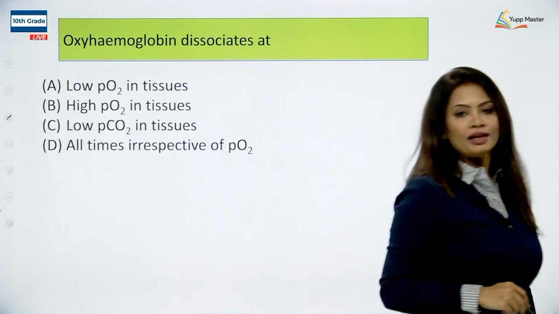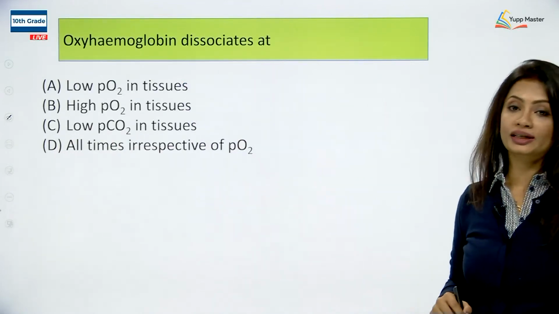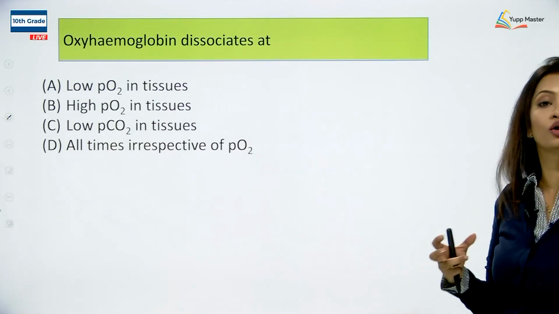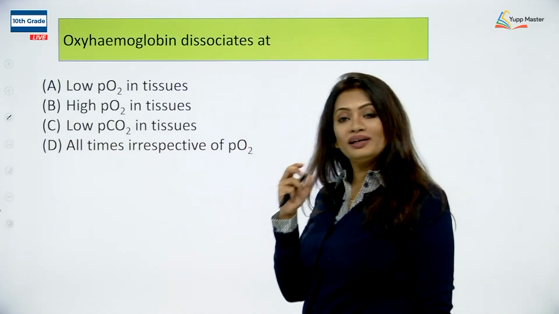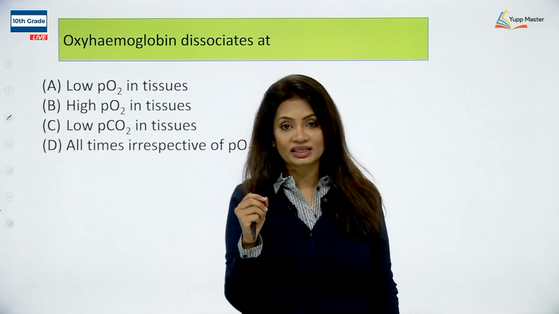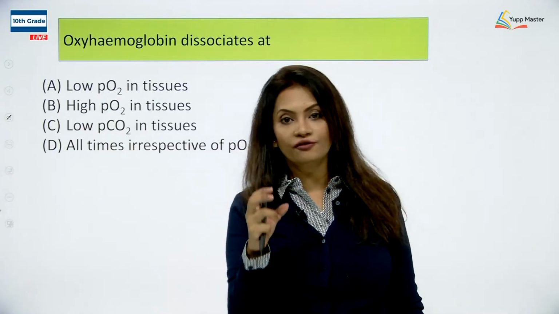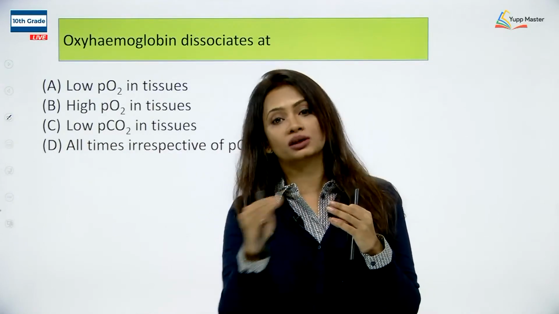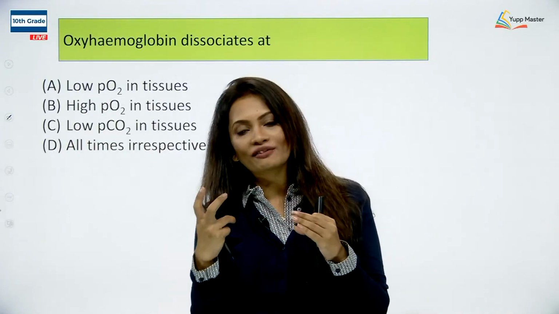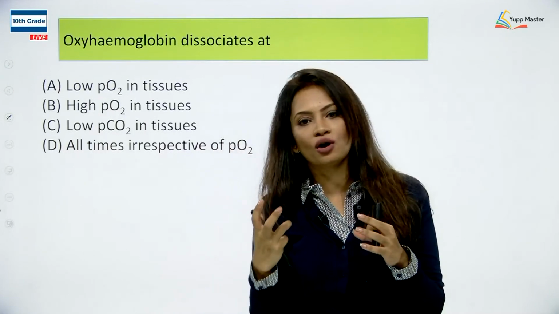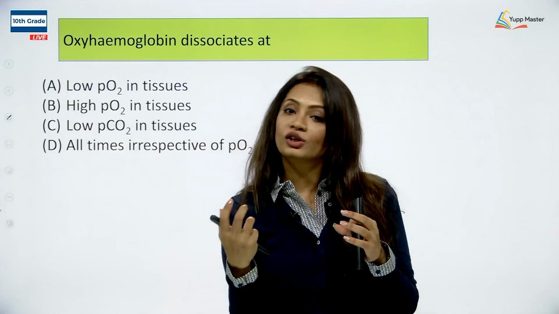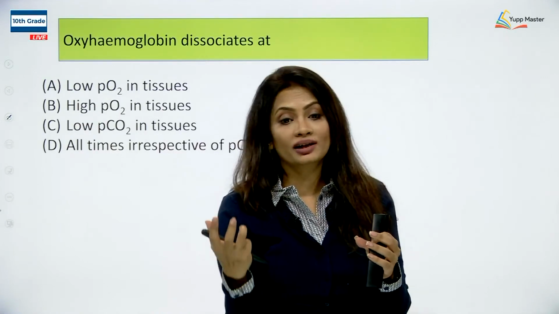Okay. Next. Oxyhaemoglobin dissociates at. When would oxyhaemoglobin dissociate? Oxyhaemoglobin dissociation itself means that the tissue is not having enough oxygen. That is why the hemoglobin molecule has to let go of certain oxygen molecules. So if I am saying that the tissue doesn't have enough oxygen, either you can say that the oxygen level there is low, or you may also say that the carbon dioxide level there is high.